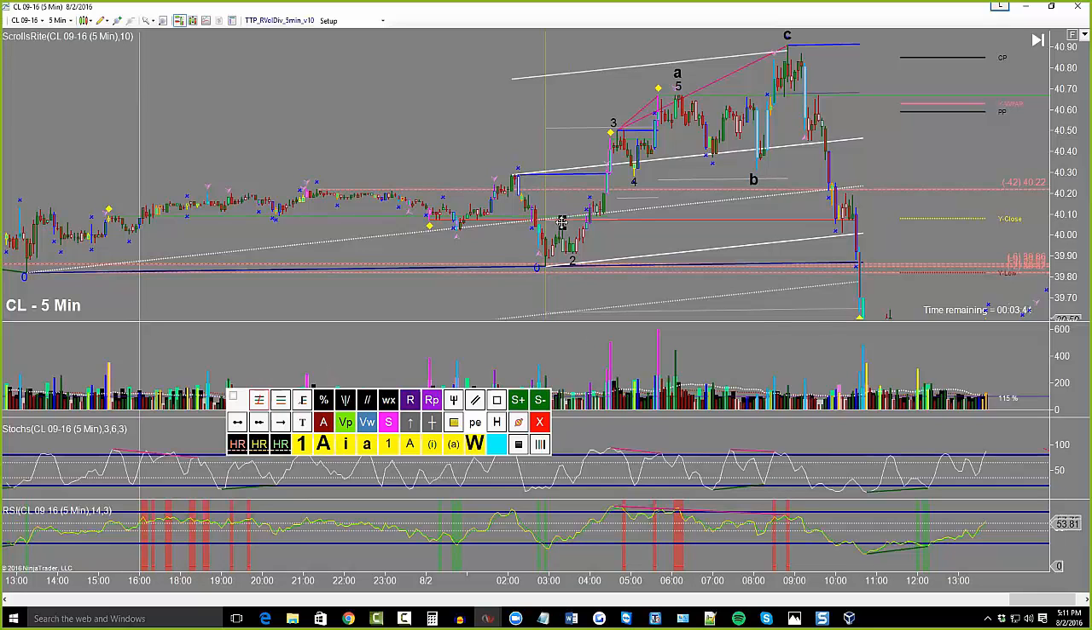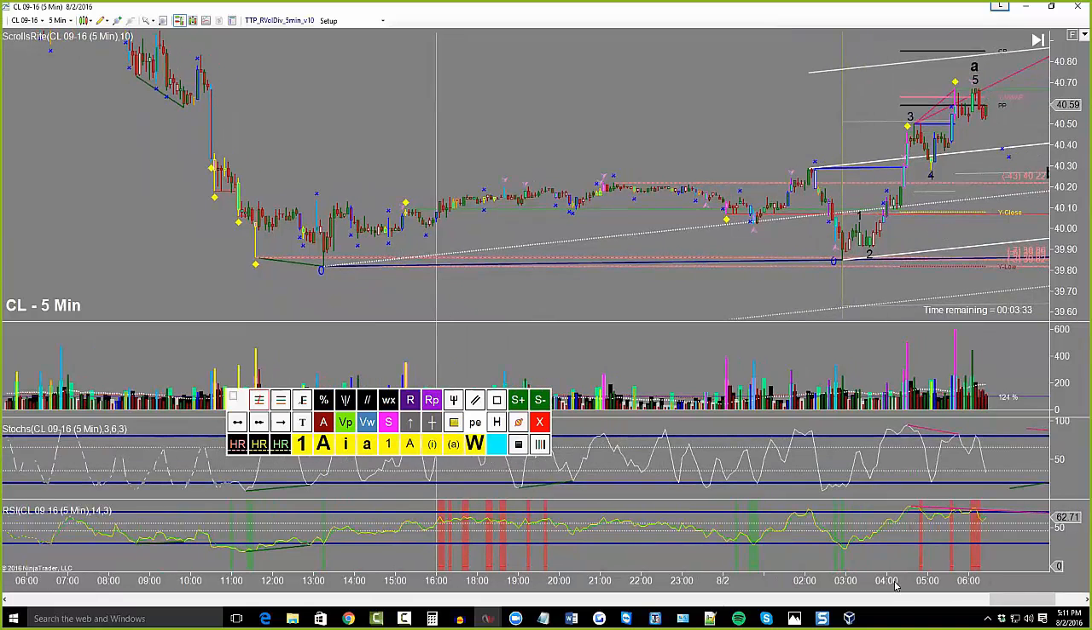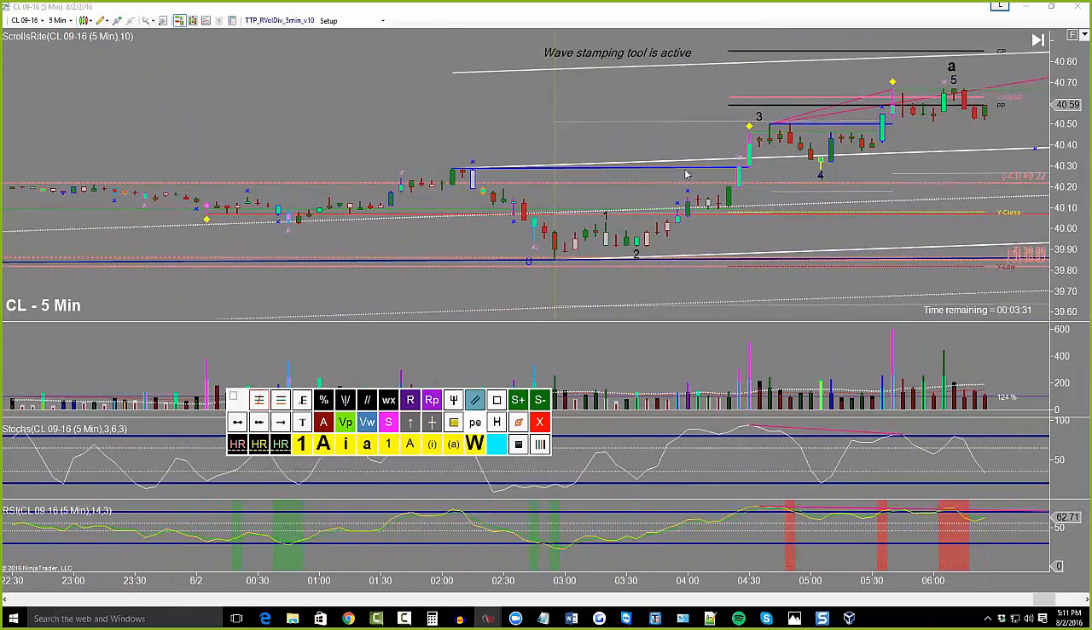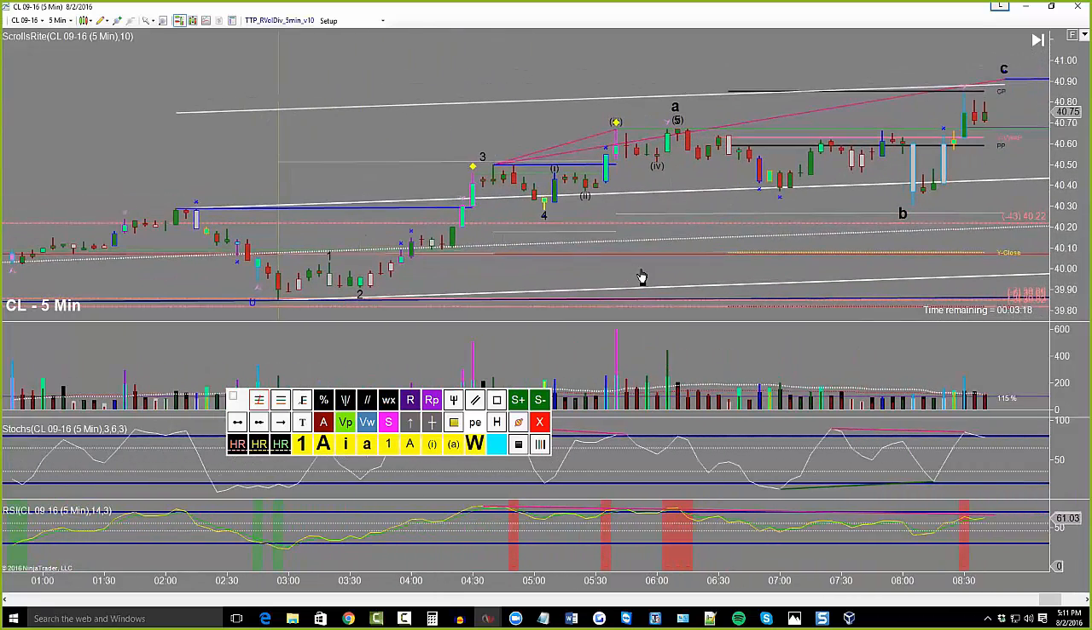So that's what we were looking at, 1, 2, 3, 4, and then 5 just before the open, right there. And then how do we know that's the end of 5 and the end of A? Well, you got a nice little 1, 2, 3, 4, 5 for a double top for the fifth. Okay. And then we come down in a big expanded flat. No, it's not an expanded flat, it's just a flat ABC.